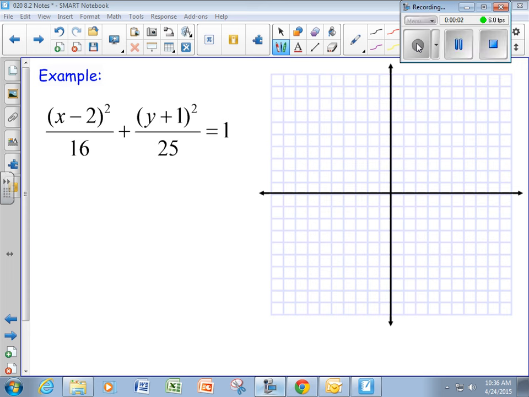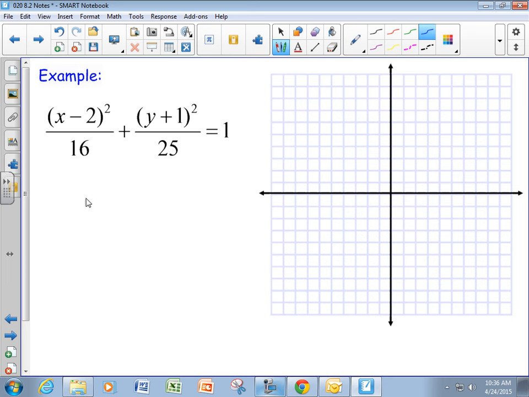In this video, I'm going to graph an ellipse from this equation that is in standard form, and I'm going to label my vertices and my co-vertices and my foci.